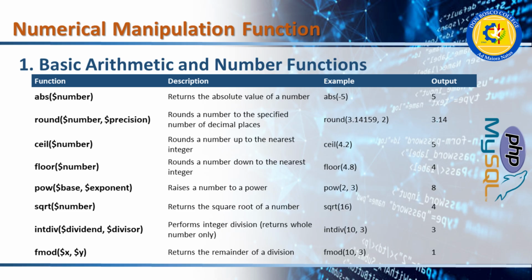abs returns the absolute value of a number. round rounds a number to the specified number of decimal places. ceil rounds a number up to the nearest integer. floor rounds a number down to the nearest integer. pow raises a number to a power. sqrt returns the square root of a number. intdiv performs integer division, returns the whole number only. And fmod returns the remainder of a division.